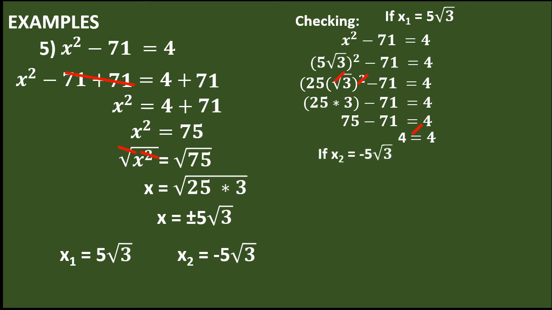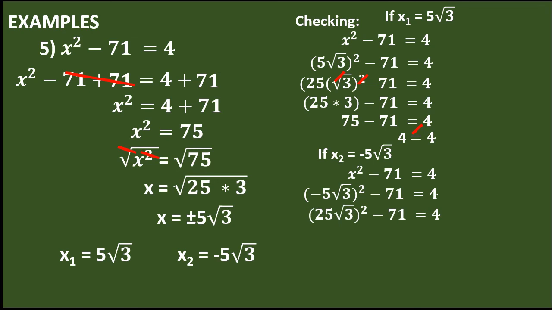What about the negative number, negative 5 square root of 3? Same procedure. Substitute the value of x. X will become negative 5 square root of 3. We have to square negative 5 and square root of 3. It will become negative 5 times negative 5, that is 25. Square root of 3, we can cancel the 2 and the radical sign. And proceed to multiplication. Quantity 25 times 3, quantity minus 71 equals 4.